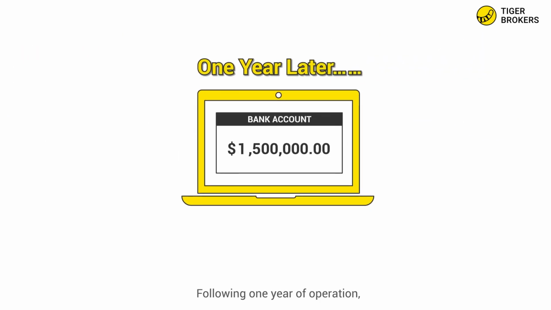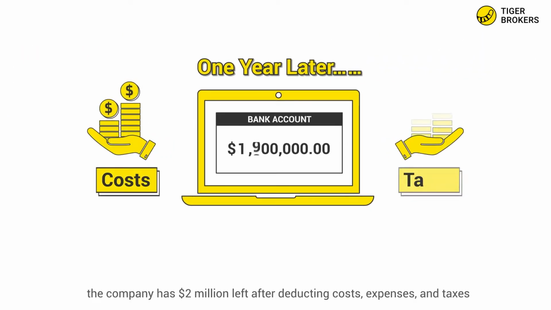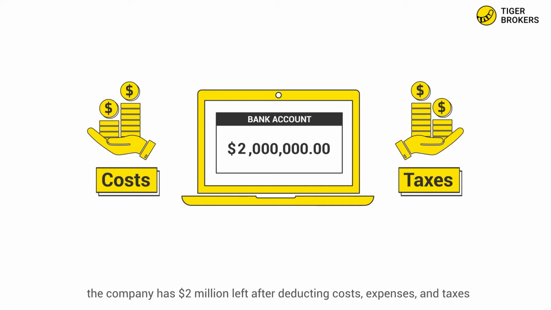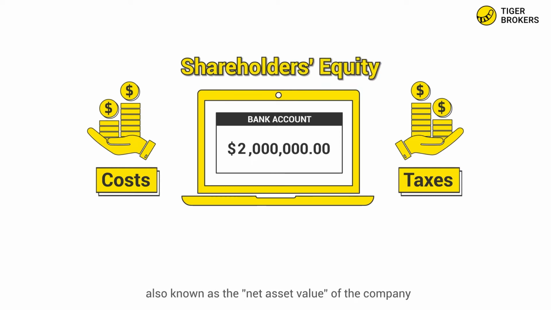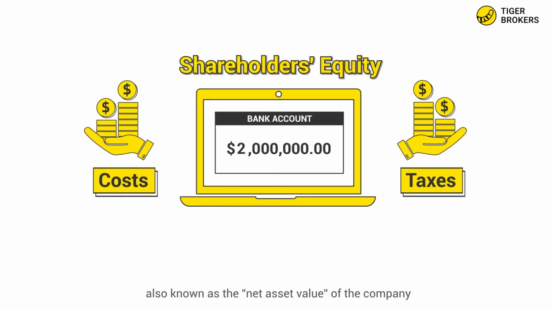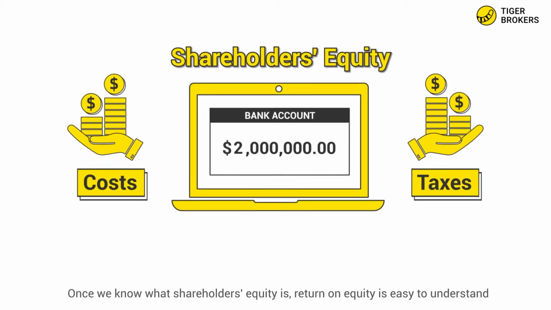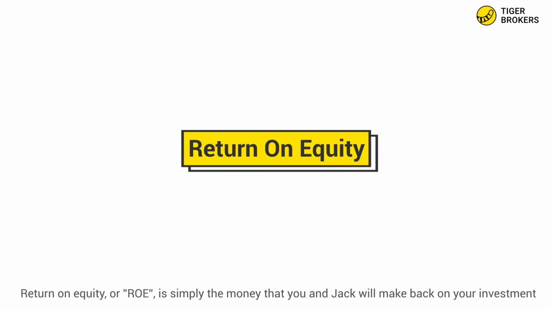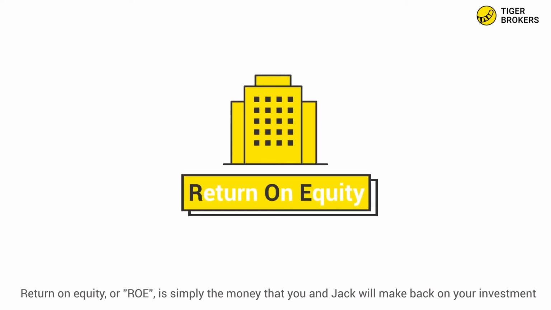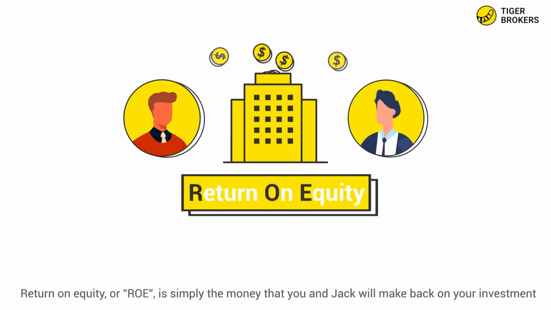Following 1 year of operation, the company has $2 million left after deducting costs, expenses, and taxes. These $2 million is what is called shareholders' equity, also known as the net asset value of the company. Once we know what shareholders' equity is, return on equity is easy to understand. Return on equity, or ROE, is simply the money that you and Jack will make back on your investment.